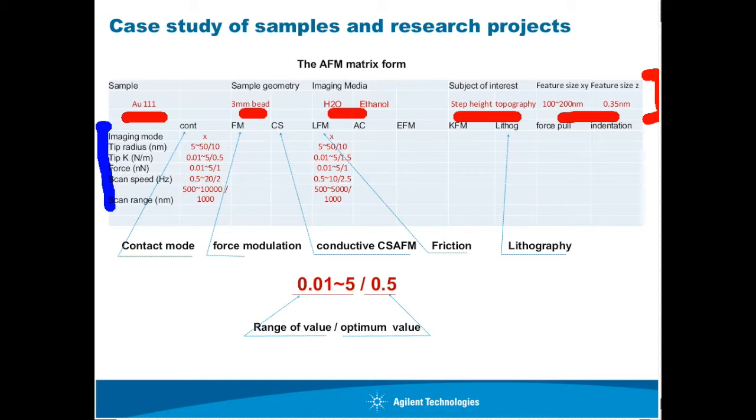Which tip do you use? Do you want to use a sharp tip like 5 nanometers, or do you want to use a dull tip like 50 nanometers? And 5 to 50, I mean, this is a range. This is a range of parameters. Basically, it'll work from 0.01 to 5 of spring constant. However, I believe 0.5 is ideal. So you have a range and you have a slash and an ideal optimized value.